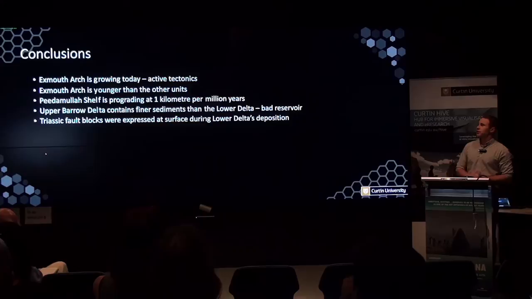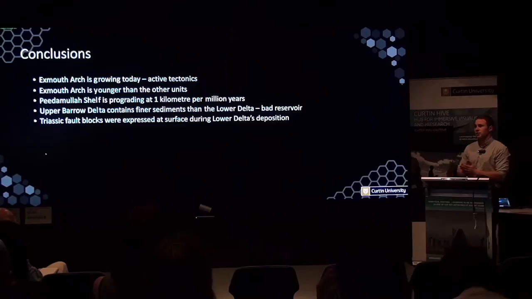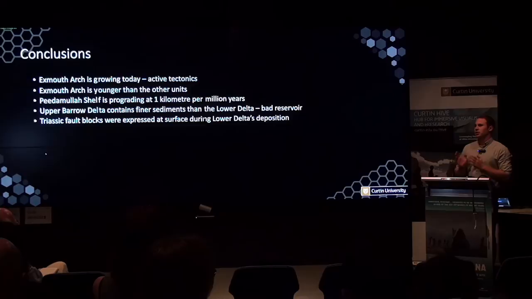The Peter Muller Shelf is prograding at about 1 kilometre per million years. The Upper Barrow Delta contains fine sediments, which cause those water escape textures to appear. That would make it a bad reservoir for petroleum, as if it's going to crack when fluids flow through it, it's not going to hold your hydrocarbons. Whereas the Lower Barrow Delta is known as a reservoir already. And then the Triassic fault blocks were definitely expressed at the surface when the Lower Barrow Delta was deposited, but it's not clear if they were actually active or not. It's hard to tell from the data we have.